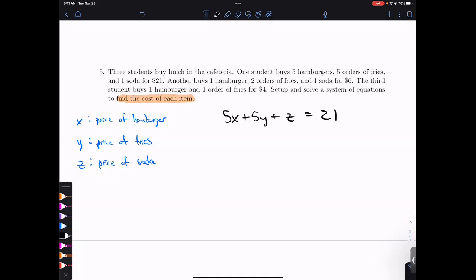Okay. What about the next one? Okay, and the last one. X plus y is 4. Good. So that's our system.